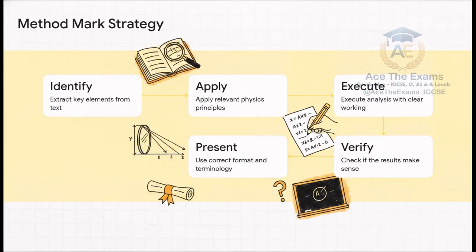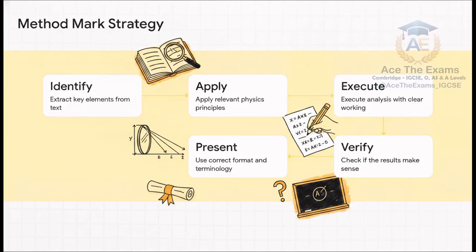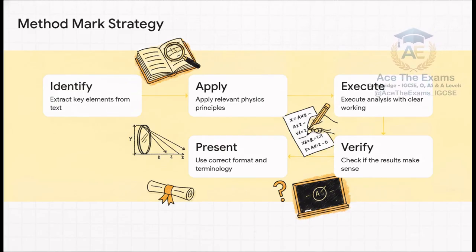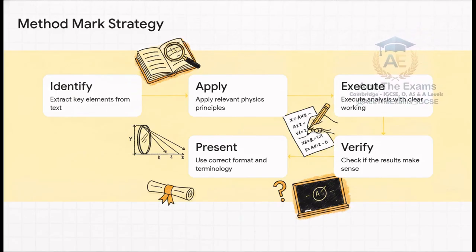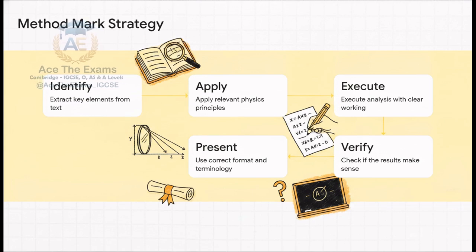Now for the real secret weapon, the method mark strategy, paired with the PEEL framework. Point, evidence, explanation, link. Cambridge heavily awards points for your process, not just your final answer. Step 1. Identify the key elements from the text or tables. Step 2. Apply the relevant principles, like setting up the correct ray diagram for a real or virtual image. Step 3. Execute your analysis with absolute clarity in your working. This is where your PEEL framework shines. Make your point, back it up with physics evidence, explain the mechanics, and link it back to the question.